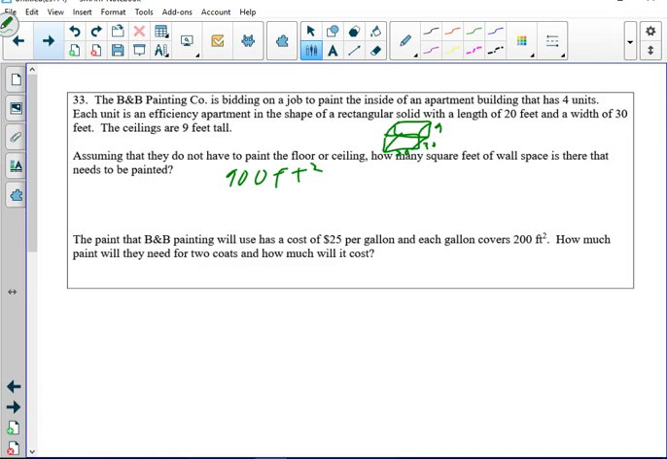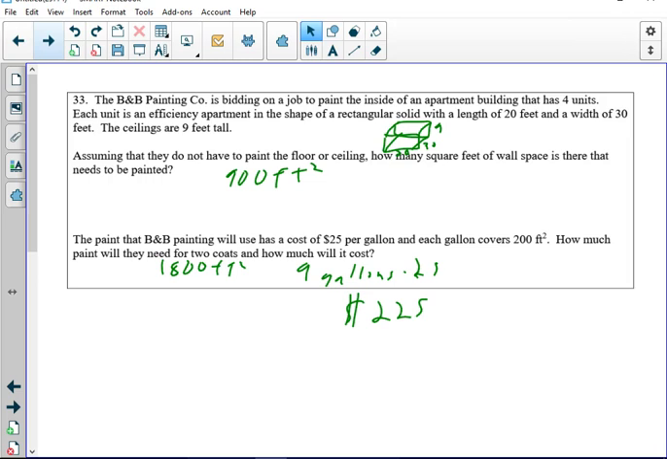Now, it says it's going to cost $25 per gallon, and each gallon covers 200. Well, you're going to have to buy, and it says 2 coats. So that's really 1,800 square feet, divided by 200 is 9 gallons. Times $25 a pop, that's $225 of paint. And that is it for this chapter.